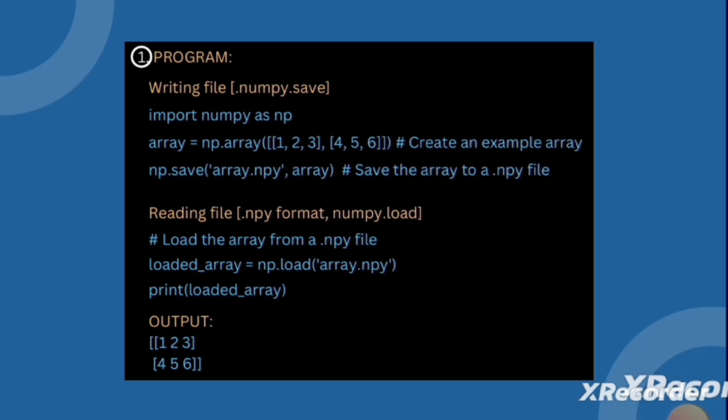Here for writing binary files we have created an array. Now save the array to a .npy file using the np.save function, and for reading the binary file use np.load to load the array from the .npy file, and it will display the output like this: 1 2 3 and 4 5 6.